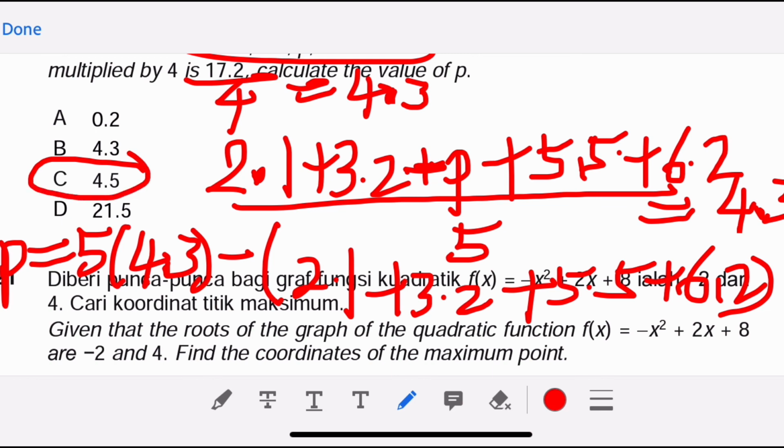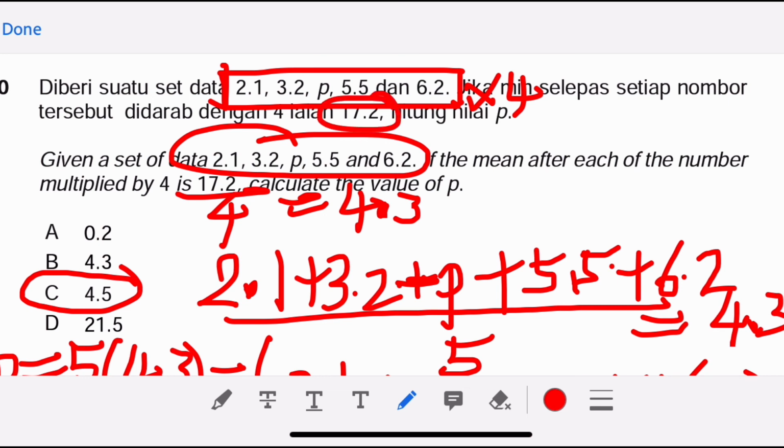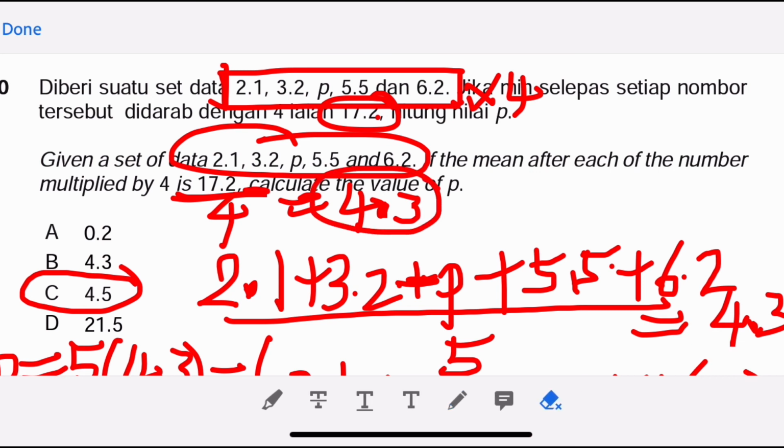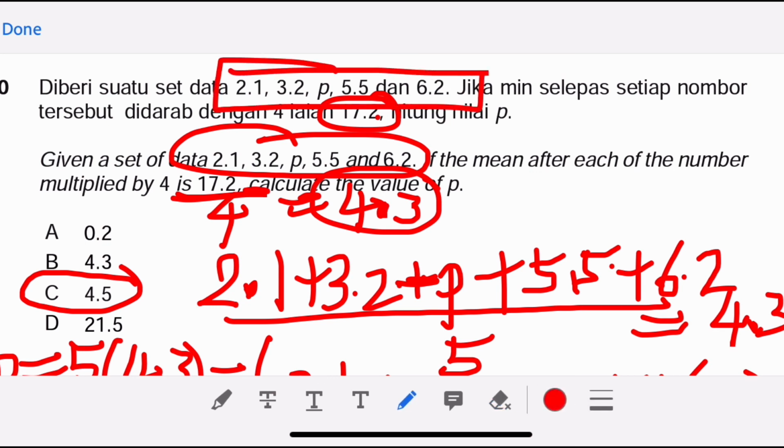Got it? So you have to do it the reverse way because all the numbers are times 4 to get the mean here, 17.2. So now we take this one and divide by 4, we get 4.3. That means this is the mean for the original data. That's all my sharing on the mean.